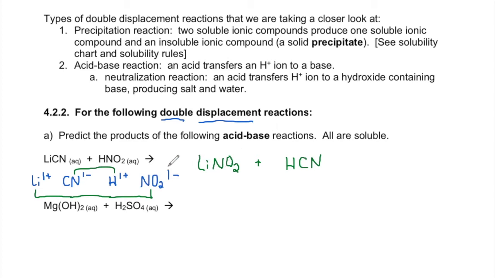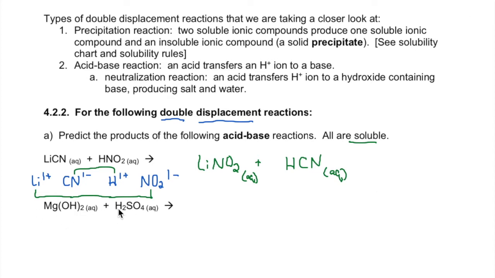Okay, and we can do a quick check to make sure that the elements are balanced. One lithium on each side, one cyanide ion on each side, one hydrogen, and one nitrite. So we don't need to change the coefficients. The only thing we need to do is add the state. They are dissolved in water, they're soluble, so we can put aqueous for both of them. So we have completed this reaction.